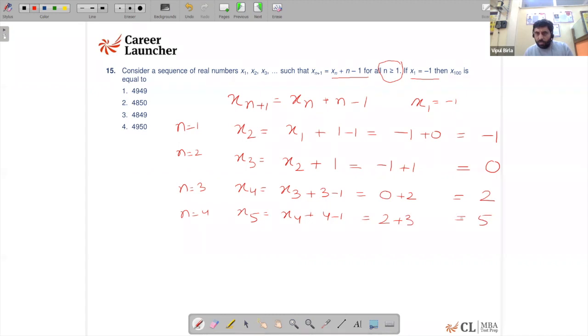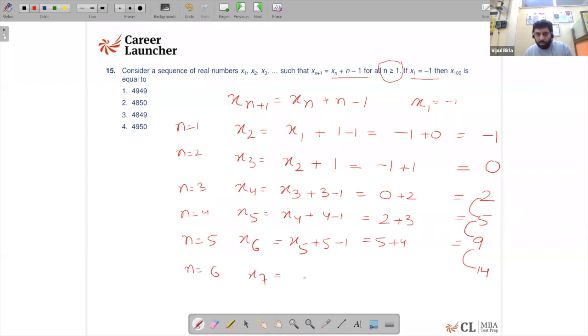So there is a change of 3 from 3 to 4. Let's just write down one more value. N equal to 5 will become x of 6, which is x of 5 plus 5 minus 1. X of 5 was 5, plus 4, that is equal to 9. So there's an increase of 3, then an increase of 4. We can say the next increase is going to be 5, and the value will become 14, which can also be seen by plugging in n equal to 6.